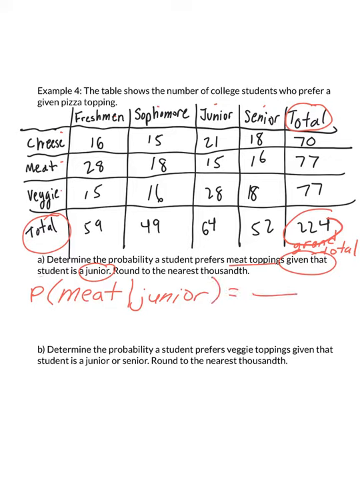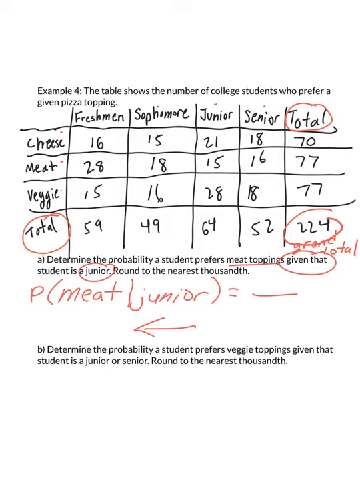I'm going to draw a fraction bar for my setup. As soon as I see that phrase, "given that," I always work backwards. So I'm going to figure out the denominator first. This question means if you're only given the juniors, now how many prefer meat toppings? What's the probability of selecting someone who likes meat toppings if you're only given the junior names from this study?